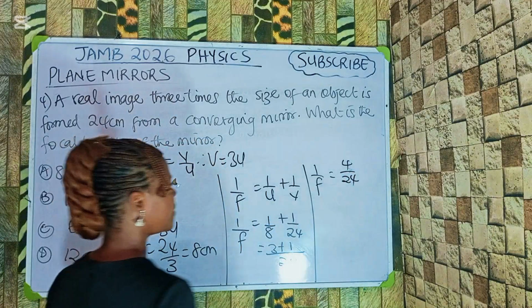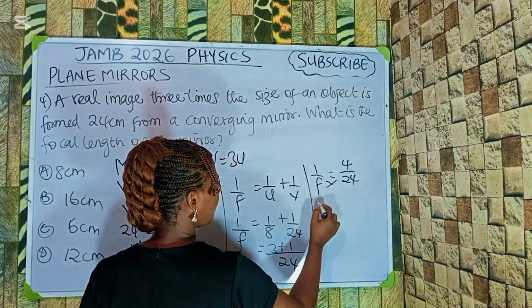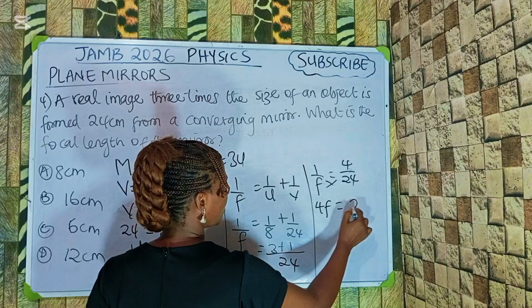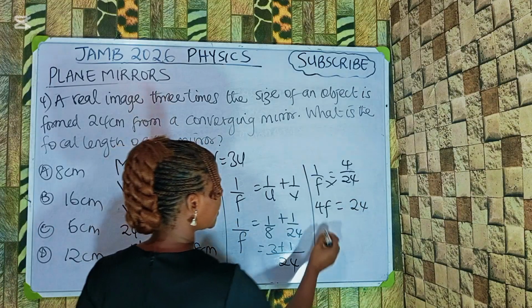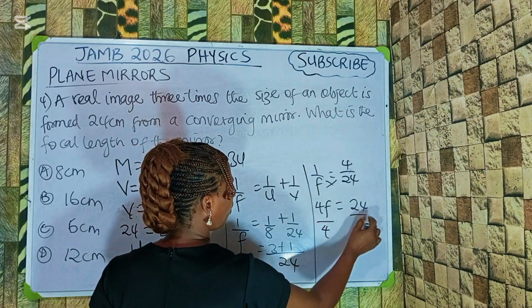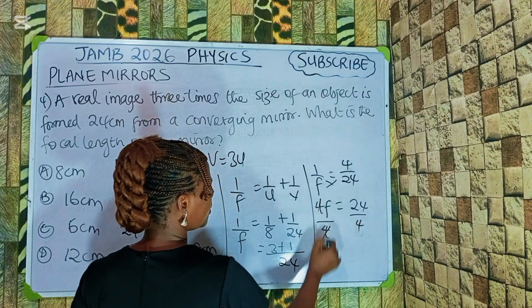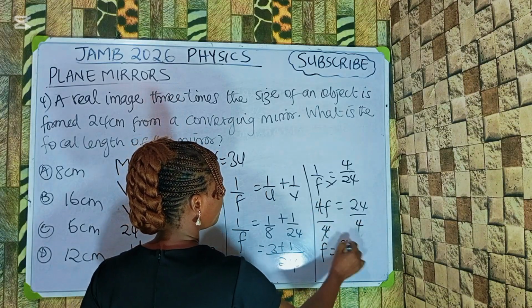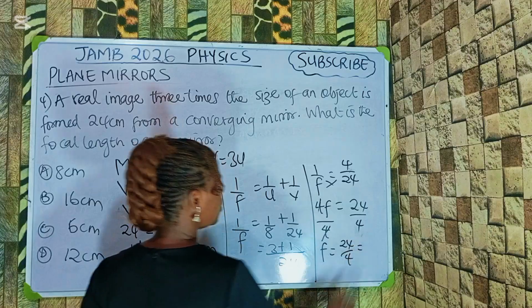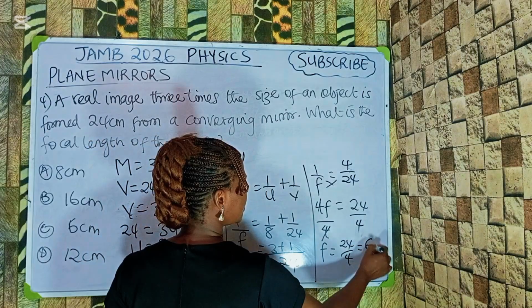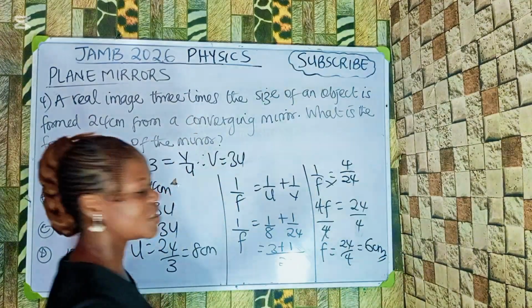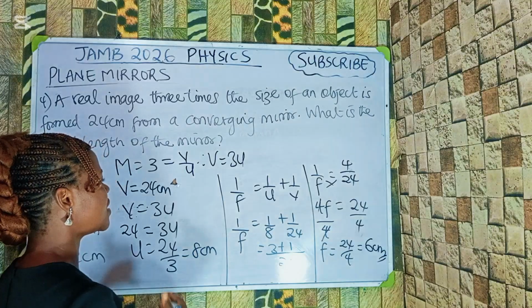I will now cross multiply. 4f is equal to 24. So divide both sides by 4. So f is equal to 24 divided by 4, which gives me 6 centimeters. Okay, so this is how to solve this type of problem if you see it in your exam.